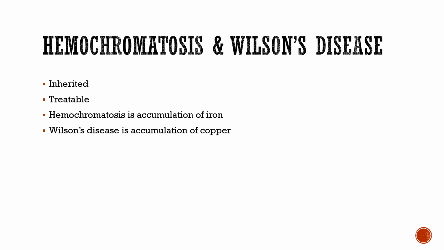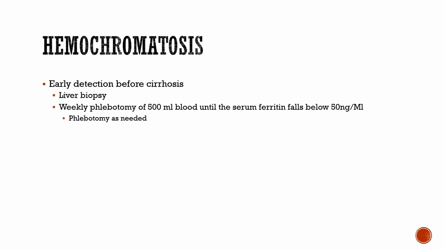Hemochromatosis and Wilson's disease are two inherited diseases of the liver. They are treatable. Hemochromatosis is an accumulation of iron in the liver, and Wilson's disease is an accumulation of copper. Hemochromatosis is verified by measuring the serum ferritin levels and by doing a liver biopsy that shows a liver full of iron. Now, we measure the serum ferritin, which is a storage of iron in the liver.